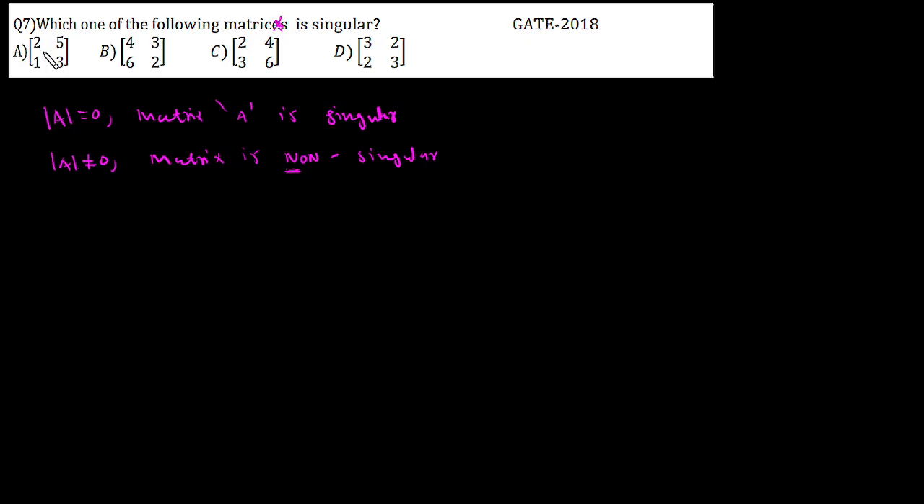So now what we have to do is simply find the determinant, and all the matrices here are of order 2 cross 2. Here we have to find the determinant. Simply we multiply these two numbers, and subtract the multiplication of these other two. So let's check for option A. I can say 6 minus 5, which equals 1. So again this is not equal to 0. So the matrix is non-singular.